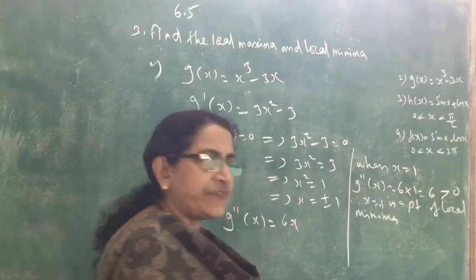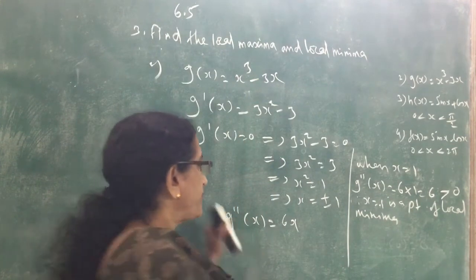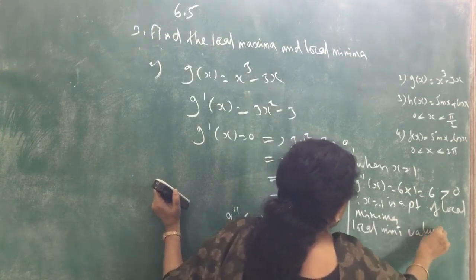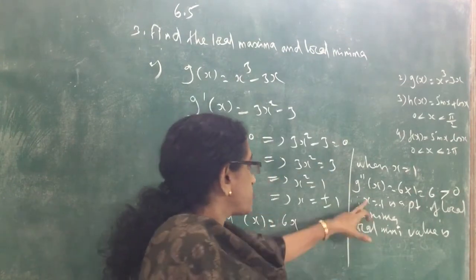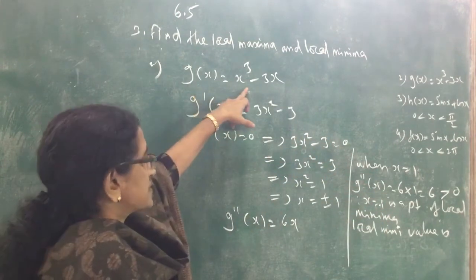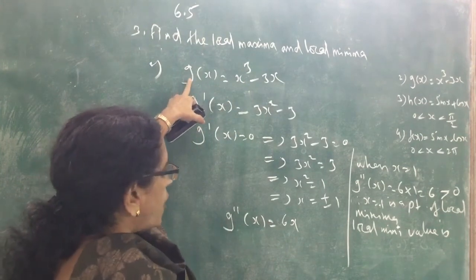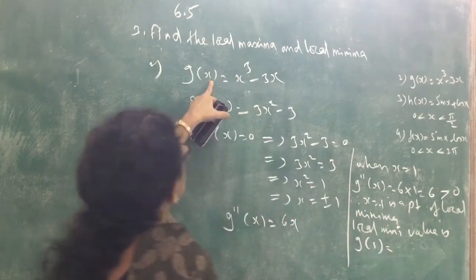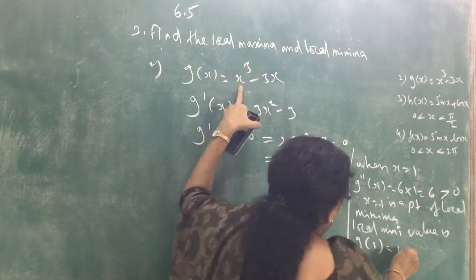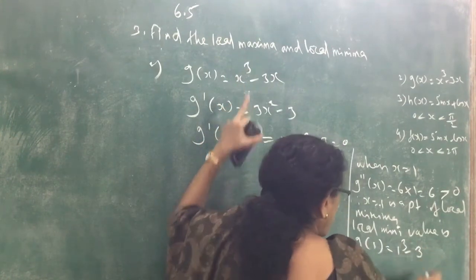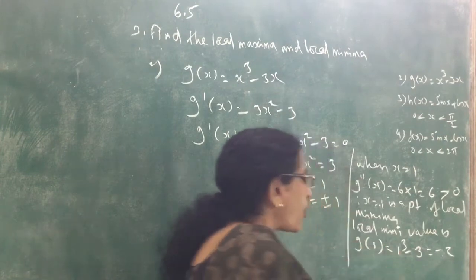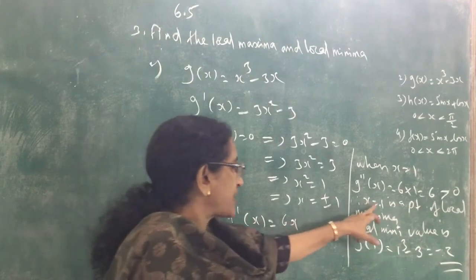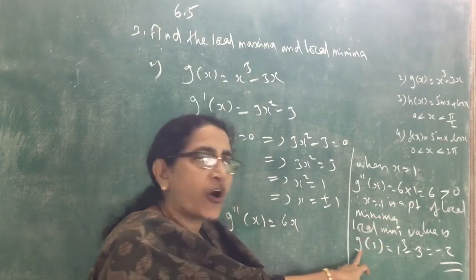And we have to find the corresponding local minimum value. In the function g of x, we substitute x equal to 1. So g of 1 equals 1 cube minus 3 into 1, that is 1 minus 3, which is negative 2. So the local minimum value is negative 2. So x equal to 1 is the point of local minima, and the local minimum value is minus 2.